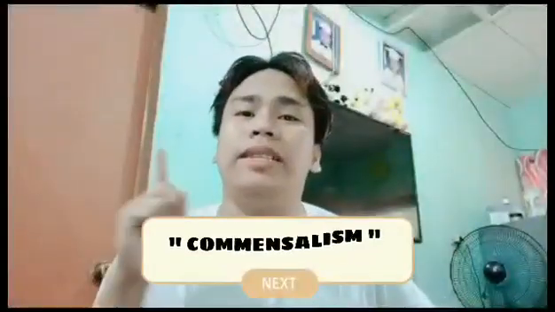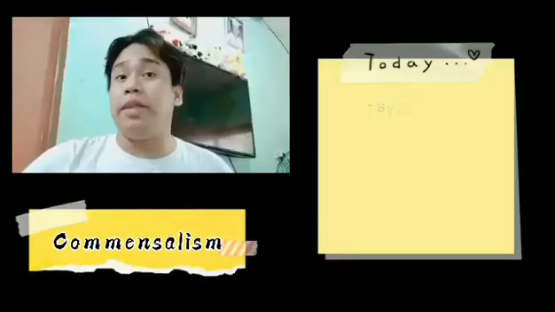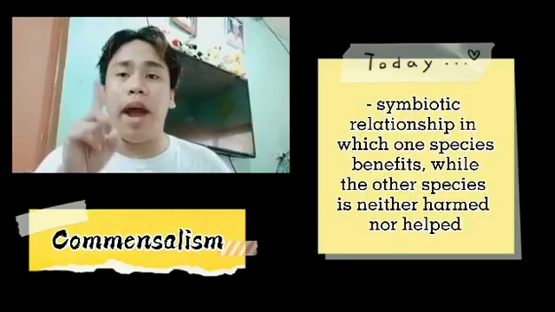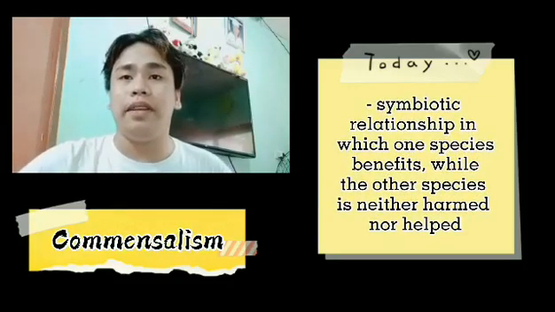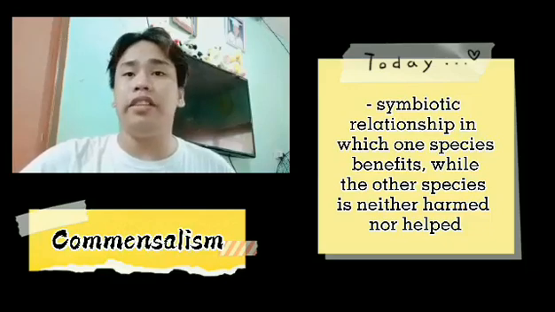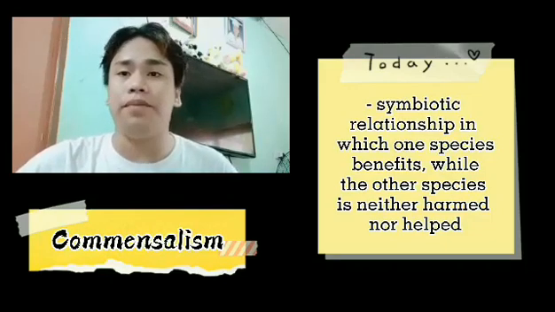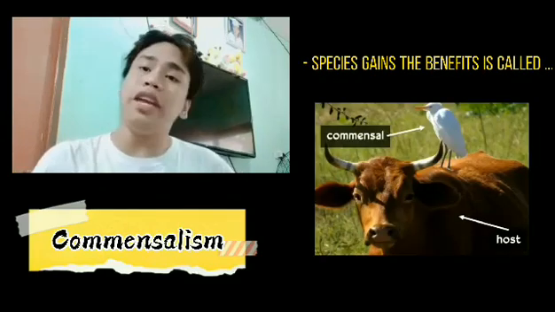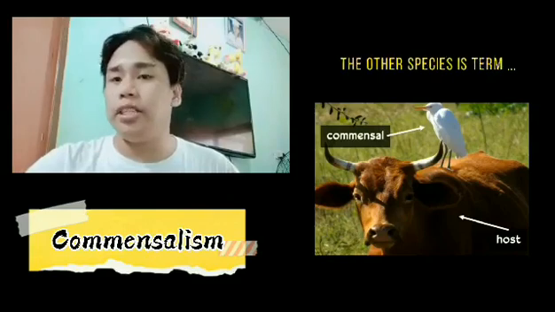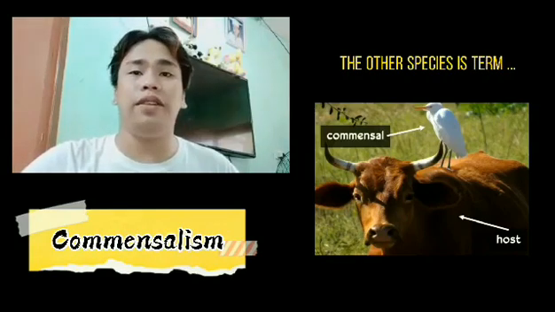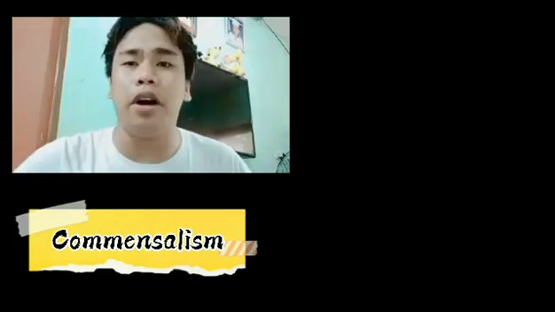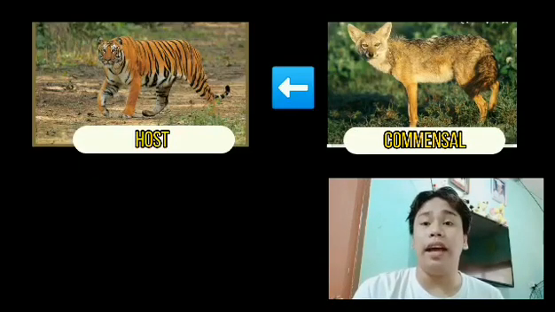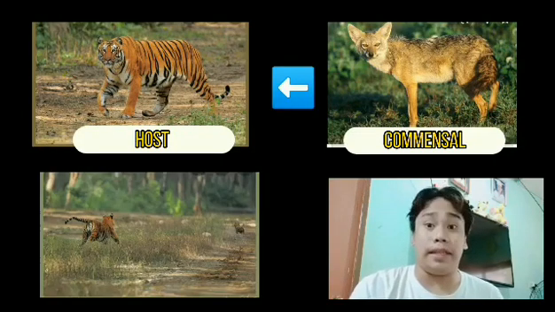What is commensalism? Commensalism is a type of symbiotic relationship in which one species benefits, while the other species is neither harmed nor helped. The species that gains the benefits is called the commensal. The other species is termed the host species. For example, a golden jackal, the commensal, follows the host, which is the tiger, to feed on leftovers from its kill.